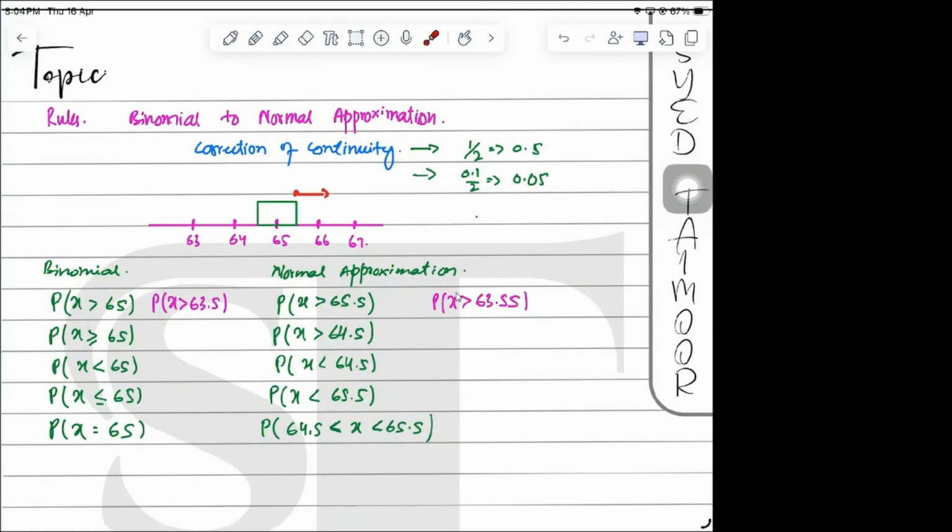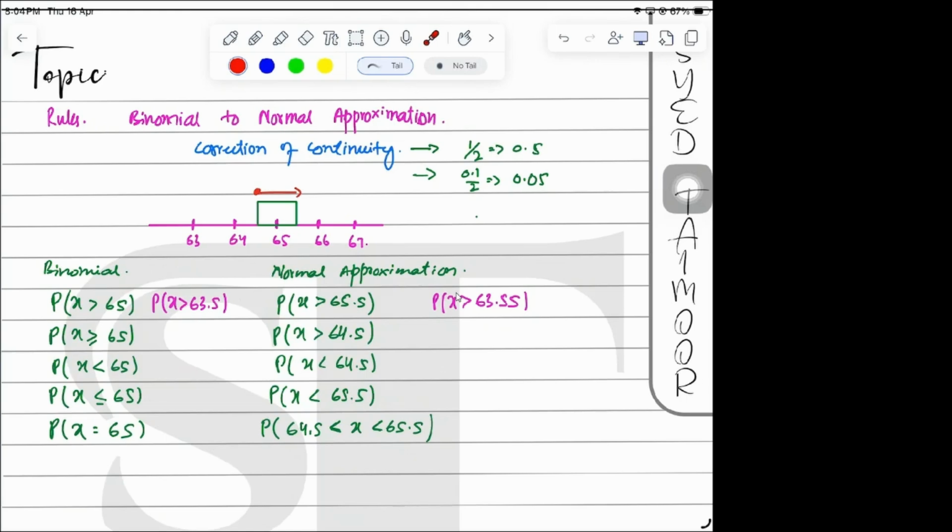And then when they were writing probability for x greater than or equal to 65, it means 65 is included, isn't it? So when 65 is included, it's our responsibility that we will not stand over here, we will stand over here and go on the right hand side. So now we will be counting from this part, because 65 should be included. So we can say that it will be 64.5.